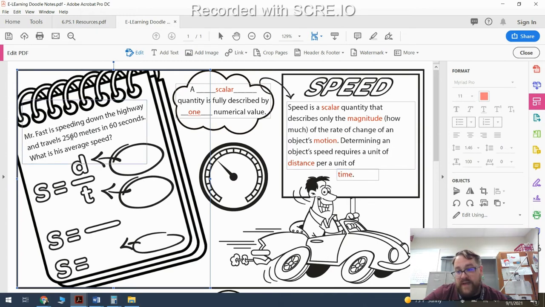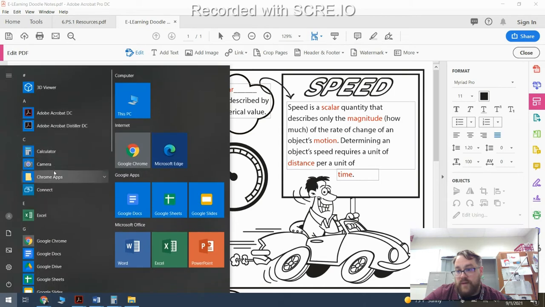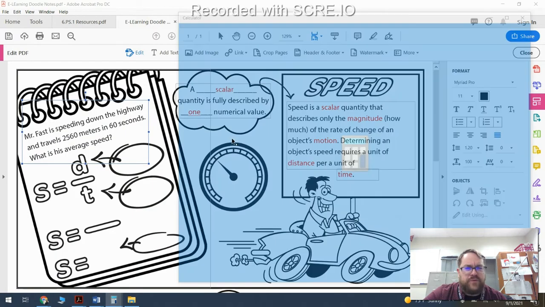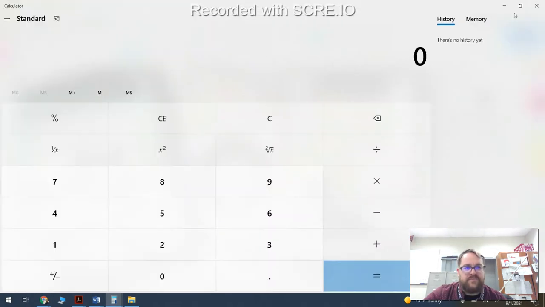So we would need to take a distance, and in this case, it's 2,560 meters divided by a time. And what we have in our time here is 60 seconds. So in science class, you can always use a calculator. You don't have to do these things by hand.